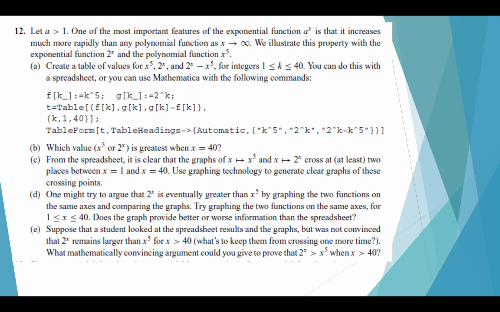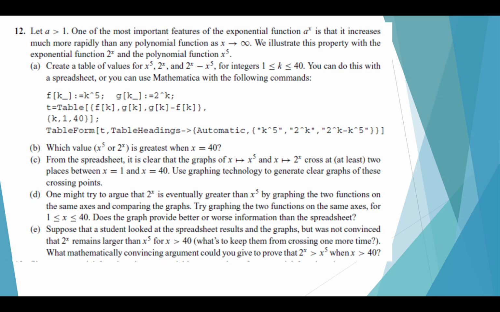You could use Excel to do this, but you are creating a table of values for 40 different inputs for 3 different functional relationships. So this could be way more work than you think unless you use something like Excel. And then it says, look at the chart. So I want you to look at the chart. Which value, x to the 5th or 2 to the power of x, is greater when x equals 40?